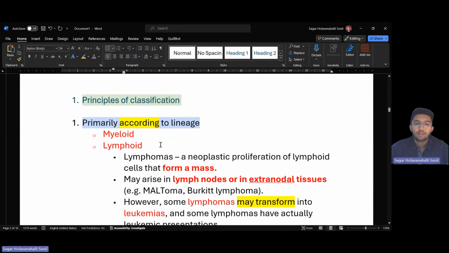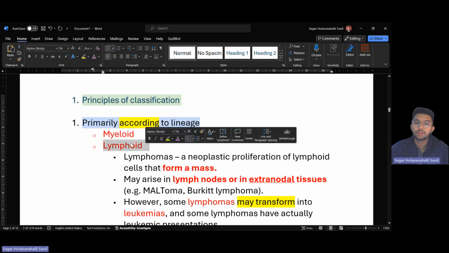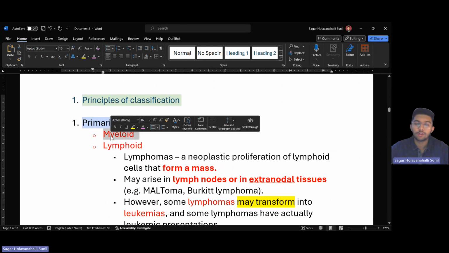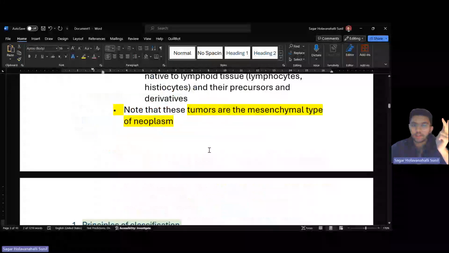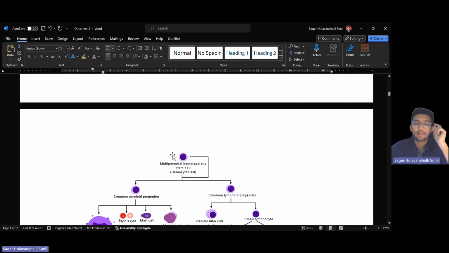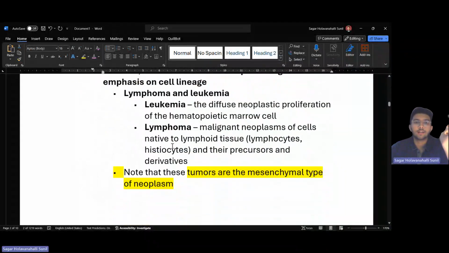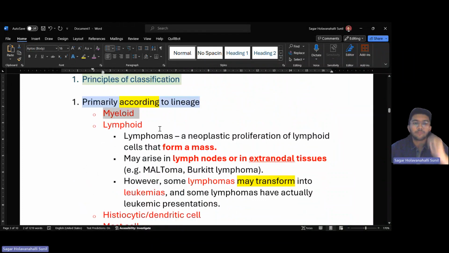So again, number one, know what is myeloid, know what is lymphoid, know the difference between the two. Myeloid stands for the granulocytes, erythrocytes, thrombocytes, and did I miss anything else? Yeah, macrophages and mast cells. Okay. Lymphoid is B cells, B lymphocytes, T lymphocytes, and NK cells. Now, if you're going according to the lineage, you differentiate as myeloid and lymphoid.